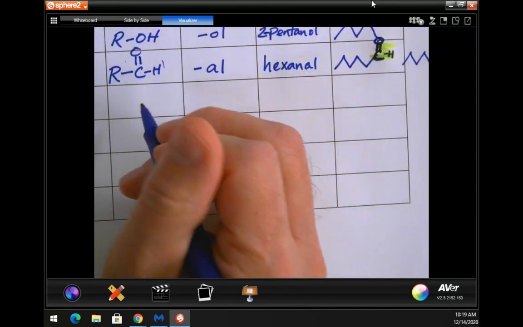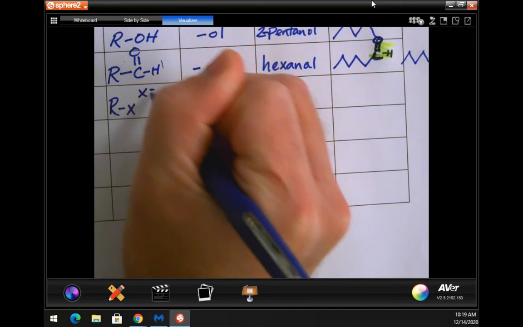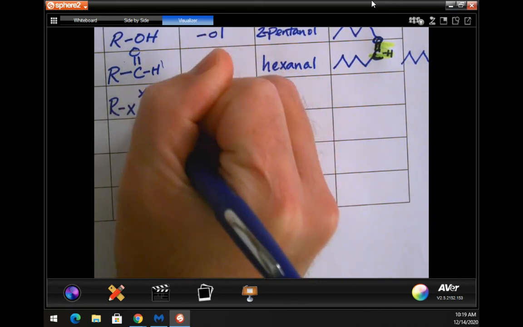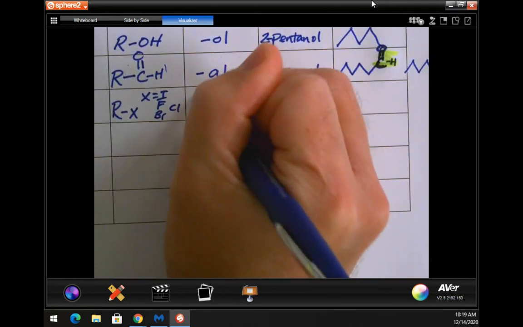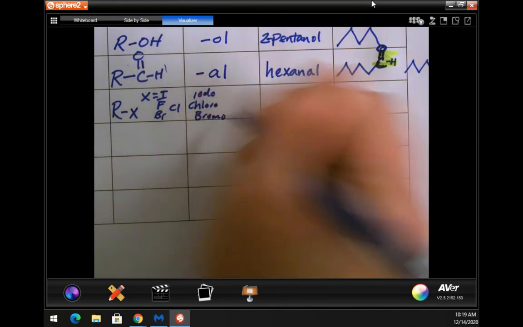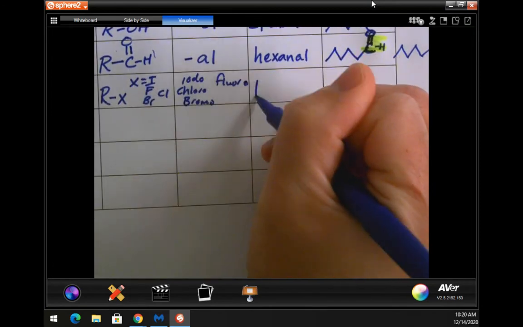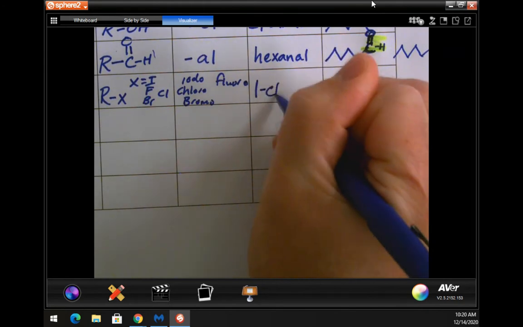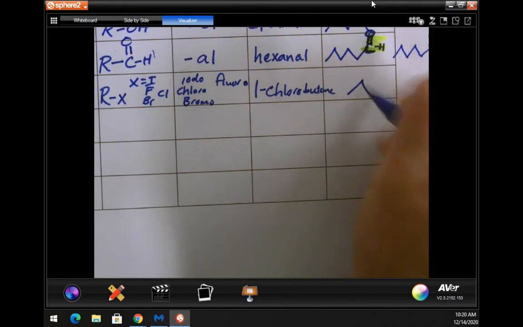Okay, haloalkanes. They're going to be R-X, and the X can be an I, an F, a Br, or a Cl. So the way that you name these things are iodo, chloro, bromo, or fluoro, and you got to give the number. So like if you had 1-chlorobutane, that would be 1, 2, 3, 4, and you'd have a Cl like that.